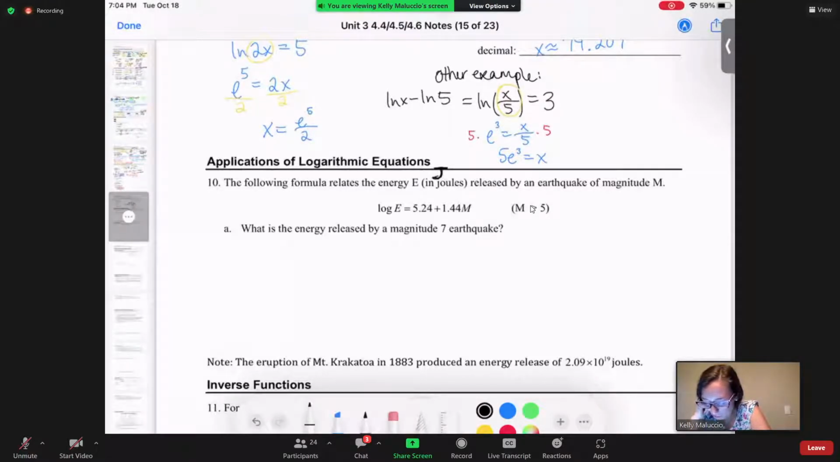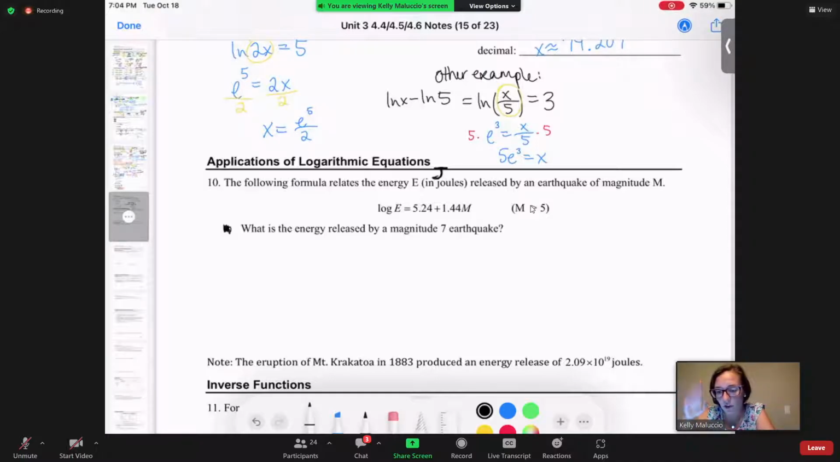Okay, so we have this energy equation. Log E, this energy, is 5.24 plus 1.44 m, where m is the magnitude. So it's saying, what is the energy? And it says A, this is the only problem. There's no B. I don't know what happened, maybe we lost the B. But what is the energy released by a magnitude 7 earthquake?